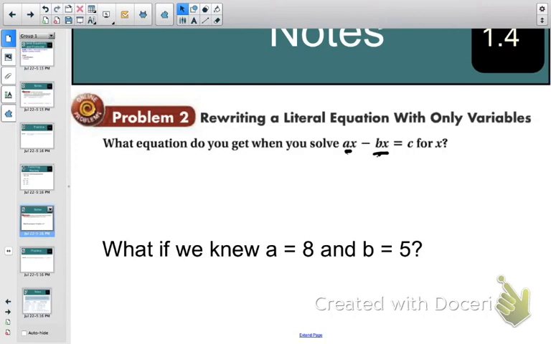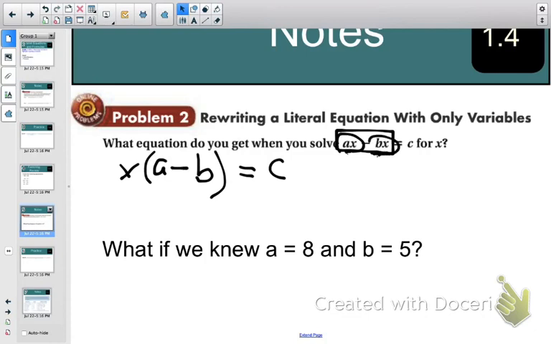So what we have to do is factor. If we look at this left side, we have ax minus bx. You know that they have x in common. So when you factor this, just like we did in the previous slide, we can take an x out, and then it becomes a minus b. And it still all equals c. Now we have this down to 1x. Instead of having two x's, we only have 1x. So this becomes solvable now.